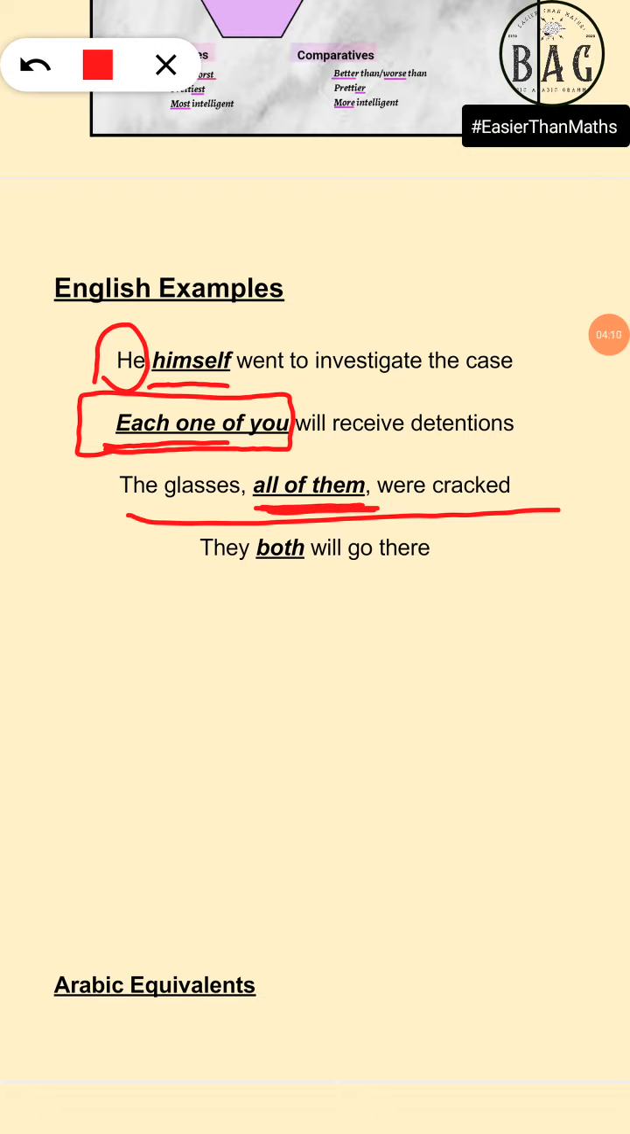All right. Similarly, both of them will go there. That is a rather regular sentence. They both will go there.